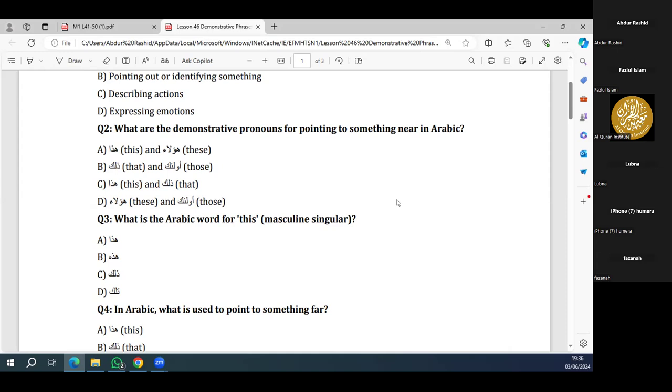Okay. Question number 2, Brother Rashid. Yes. Question number 2, what are the demonstrative pronouns for pointing to something near in Arabic? A, haza, this, and hawala'i, these. B, dhalika, that, and ulaika, those. C, haza, this, and dhalika, that. D, hawala'i, these, and ulaika, those. Okay, answer in the chat box, please, everyone.